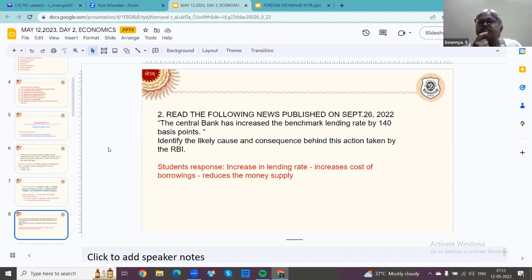So look at the student's response. The child is writing correctly: an increase in the lending rate, whichever rate it is, bank rate or repo rate or any other rate, will increase the cost of borrowing, and thereby the borrowings will become less, or rather the lending of the bank will become less. So that will ultimately reduce the money supply. Very correct. But that's only a partial answer, right? That's only the consequence.